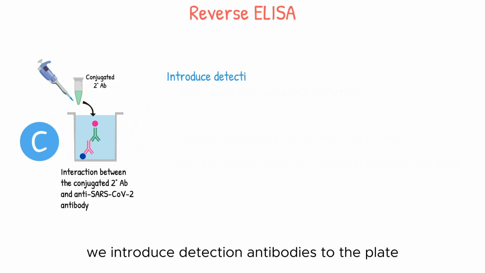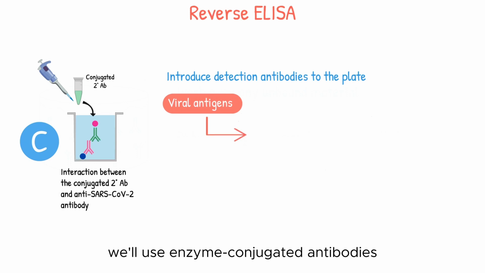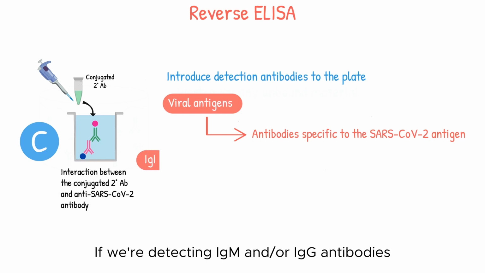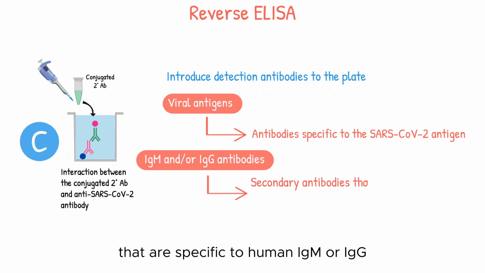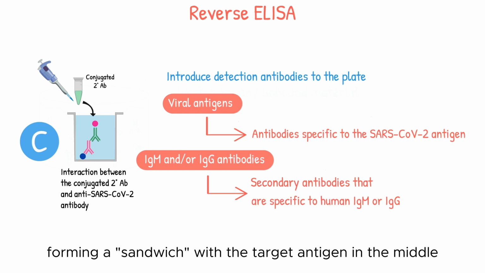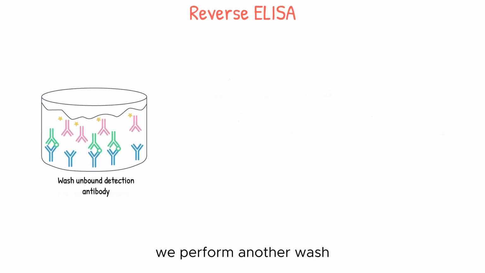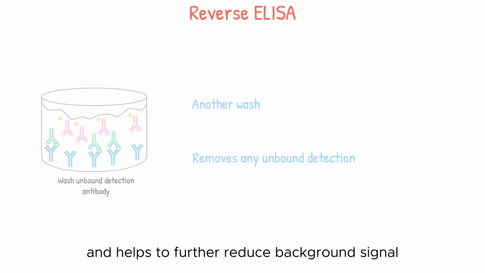Now we introduce detection antibodies to the plate. If we're detecting viral antigens, we'll use enzyme-conjugated antibodies specific to the SARS-CoV-2 antigen. If we're detecting IgM and/or IgG antibodies, we'll use enzyme-conjugated secondary antibodies that are specific to human IgM or IgG. It binds to a different epitope on the captured antigen, forming a sandwich with the target antigen in the middle. Once the detection antibodies have had time to bind, we perform another wash. This step removes any unbound detection antibodies and helps us to further reduce background signal.